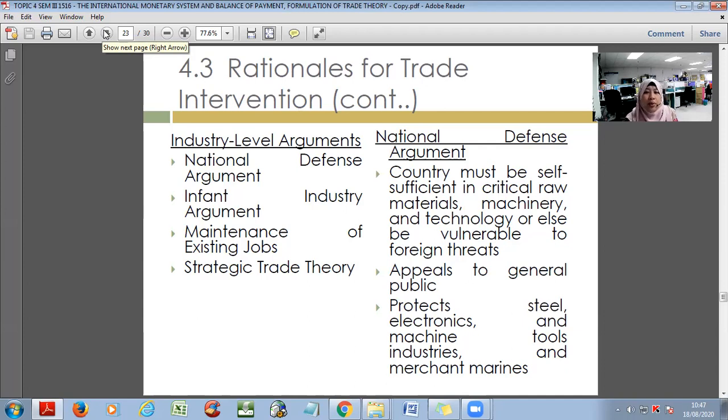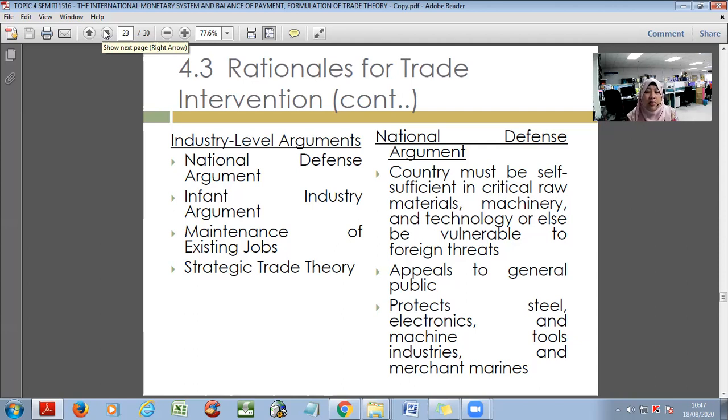The first one is the national defense argument. The country must be self-sufficient in critical raw materials, machinery and technology, or else be vulnerable to foreign threats. There are appeals to the general public, and mostly they protect the skills, electronics and machine tools industry and merchant marines. I give the example of Malaysia, we have our national car, Proton. So Proton is one of the protected industries. They also fall under a government-linked company.